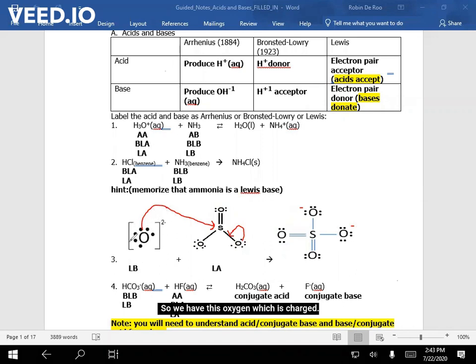So we have this oxygen, which is charged, that therefore makes it oxide, plus we have SO3. So what we're showing here is that this electron pair is attacking the sulfur, and this electron pair is moving over to make a double bond. So this electron pair is an electron pair donor that fits our definition for our Lewis base. So therefore, oxide ion would behave as a Lewis base. If this is the Lewis base, then the other molecule, in this case a molecule, has to be the Lewis acid.